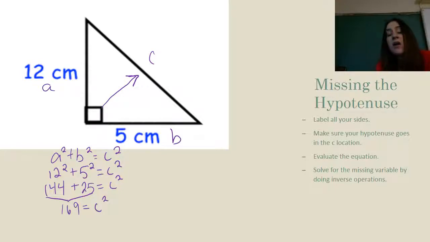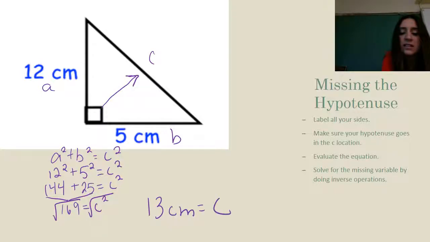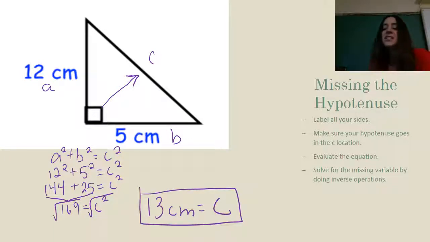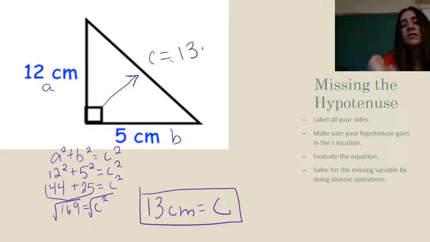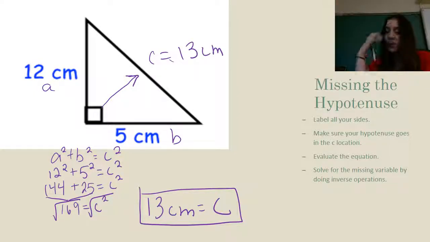Now I just need to solve for my variable C, so I need to use inverse operations. What's the inverse of a square? Well, it's a square root. So I'm going to take the square root of both sides. The square root of 169 is 13. So now I know that my C is 13 centimeters. All right, come and see me if you need help with this.